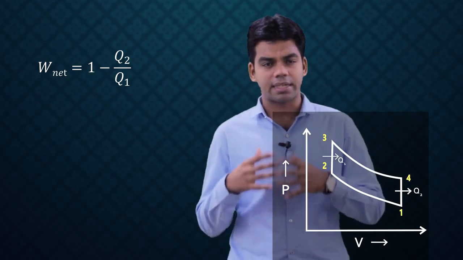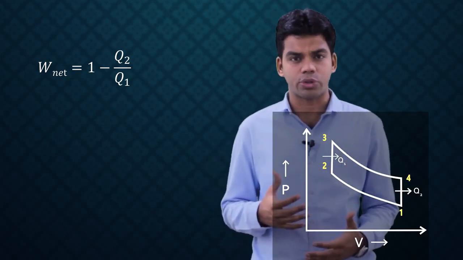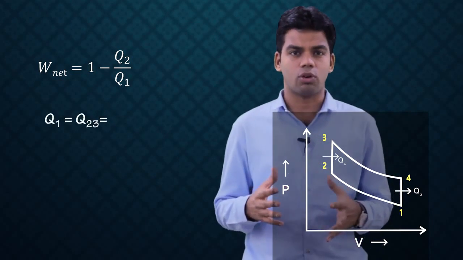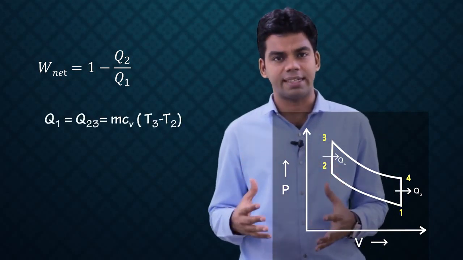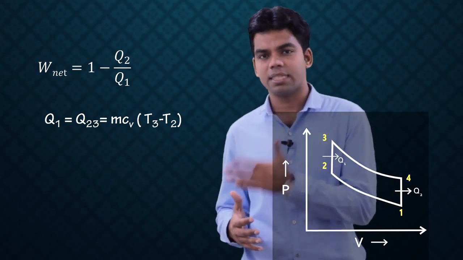Okay, so now coming to the efficiency of this Otto cycle. As we know, efficiency is W net by Q1 or Q1 minus Q2 by Q1, or you can call it as 1 minus Q2 by Q1, where Q1 is heat added and Q2 is heat rejected. Now in this Otto cycle, heat addition takes place in the process 2-3, which is a constant volume process. So heat added at constant volume is mCv del T. So this Q1 will be equal to mCv into T3 minus T2.